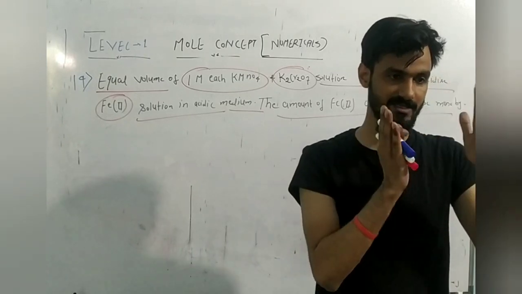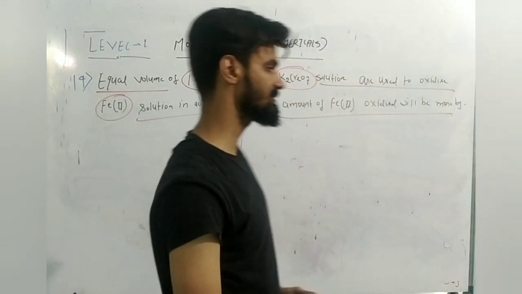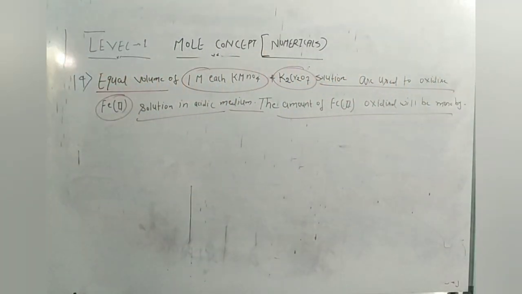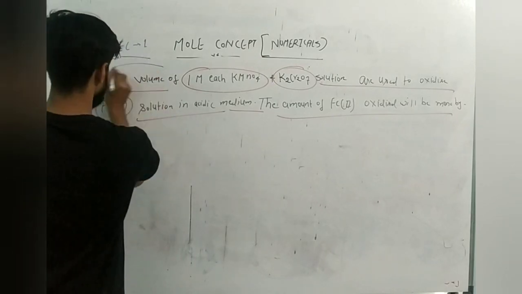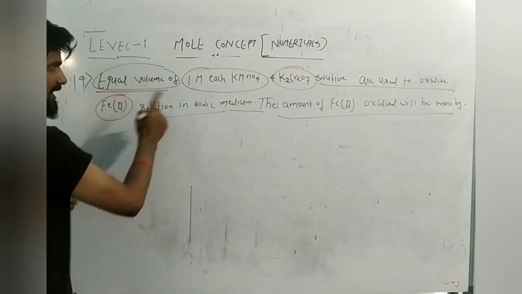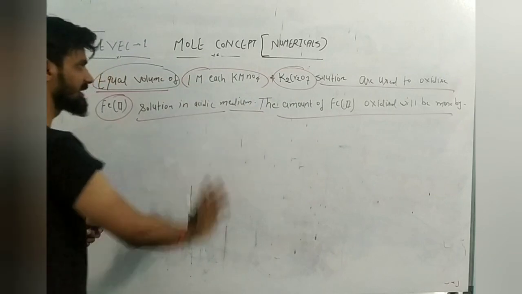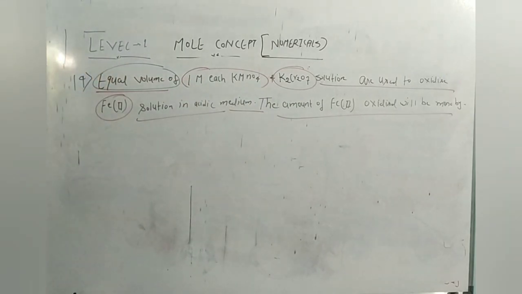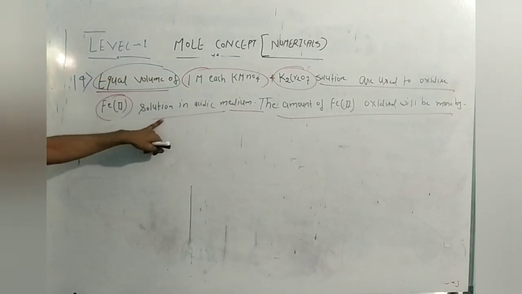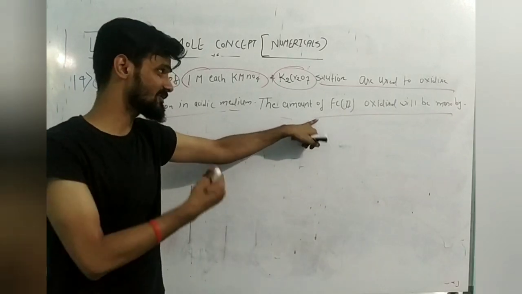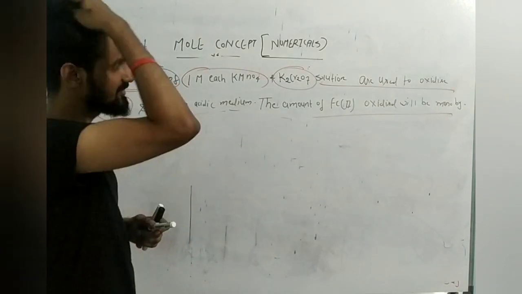So first try to understand the basic concept. How will we proceed with the question? How can we approach the question? In this question, the question is asking for equal volume, and the molarity of the K2Cr2O7 is equal. You have to understand in which way to proceed, because the question is from redox titration.